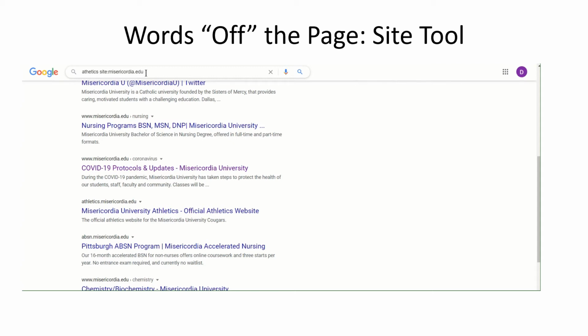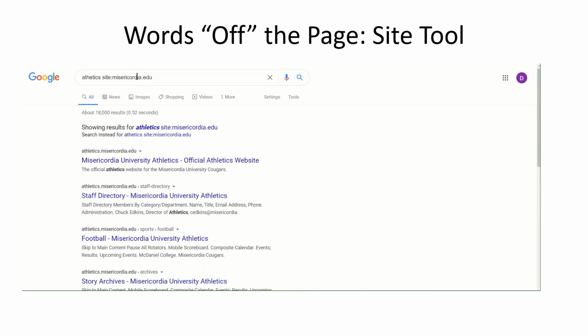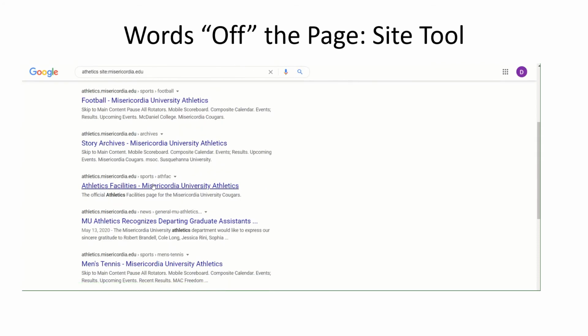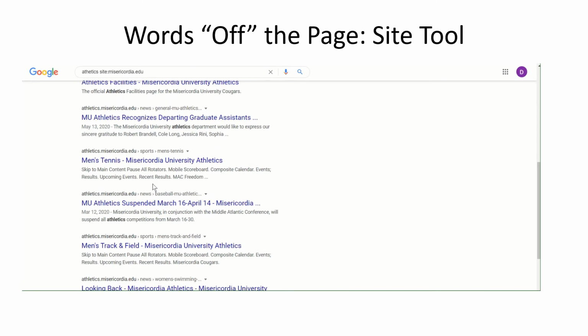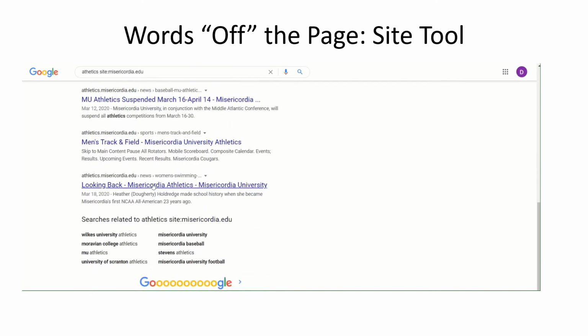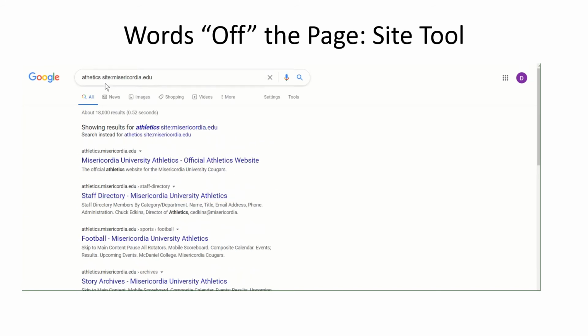Let me search for that word on the page. But where are the pages restricted to? It's misericordia.edu only. So let's look there. Now, if you notice, we've got 18,000 hits. Notice every single one has the word athletics and misericordia.edu. The first ones are athletics.misericordia.edu, but not all of them will necessarily have that, because I'm searching for the word athletics at misericordia.edu.